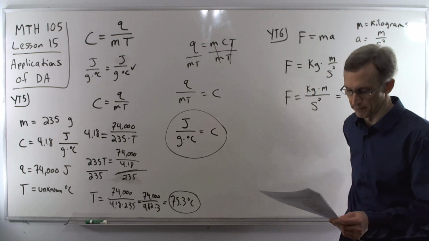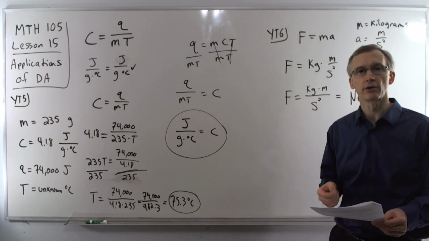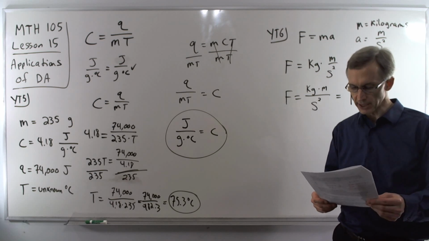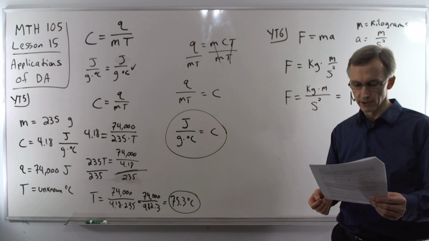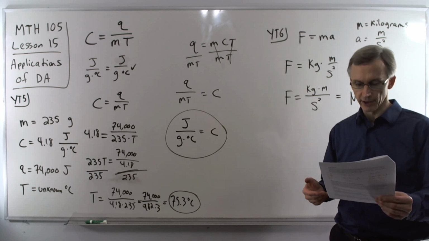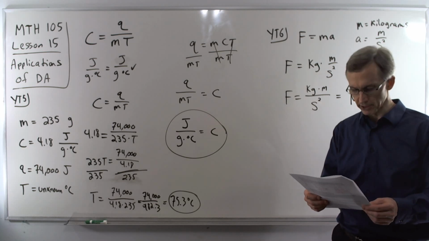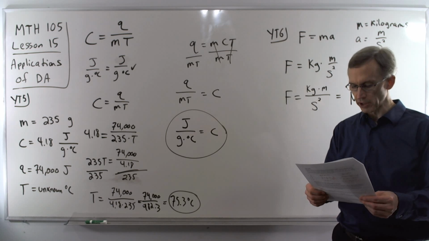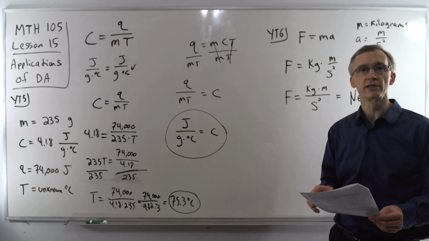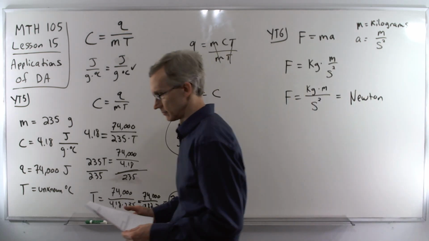Your turn number 7. An important formula from chemistry is the ideal gas equation. PV equals nRT. Pressure is given in atmospheres. V, the volume, is in liters. N is the number of molecules in moles, like the earlier example we saw. And T is the temperature in degrees Kelvin. We want to find the units of R, which is the ideal gas constant.